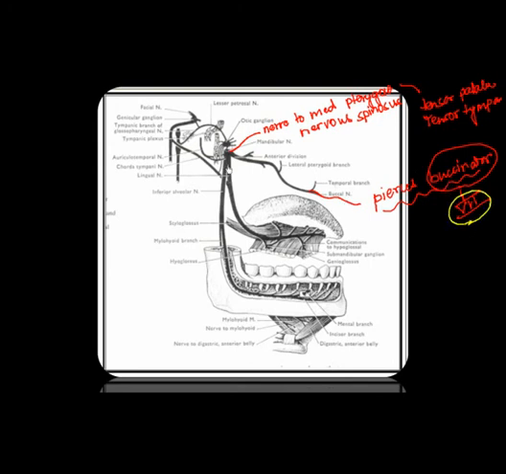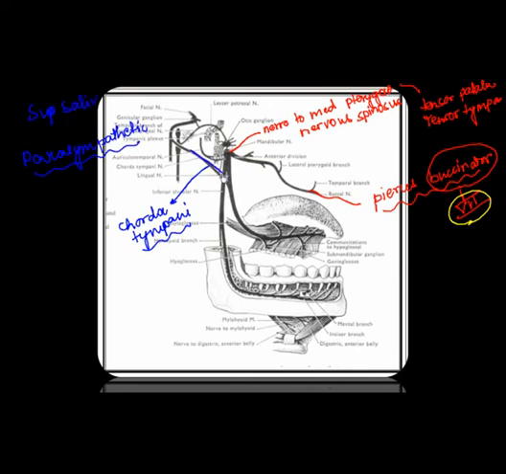Then we talk about the posterior division. In the posterior division, we have the lingual nerve. This lingual nerve receives a branch from the facial. If you can see, this is the facial nerve here. It receives a branch from the facial. This is the chorda tympani. Chorda tympani is actually bringing the parasympathetic fibers from the salivatory nucleus, from the superior salivatory nucleus.